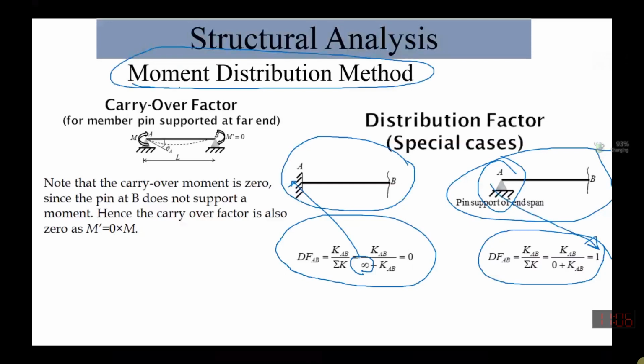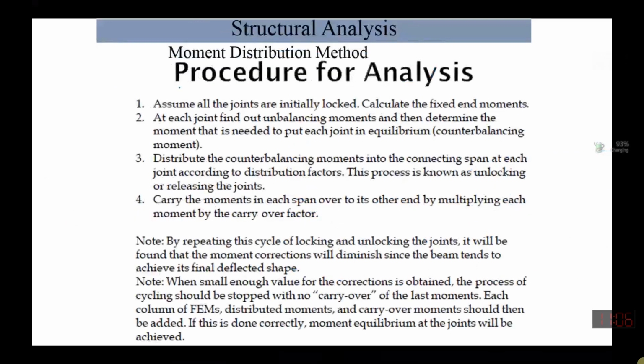Okay. Now what is the procedure of analysis? There is a 4-step procedure for this method. Number 1 is that we will consider that all the joints are initially locked and we will find out fixed end moments. You remember this step we were doing in our slope deflection method as well, if you remember, students. Initially we find out fixed end moment in our slope deflection method as well. Same we are going to repeat here.